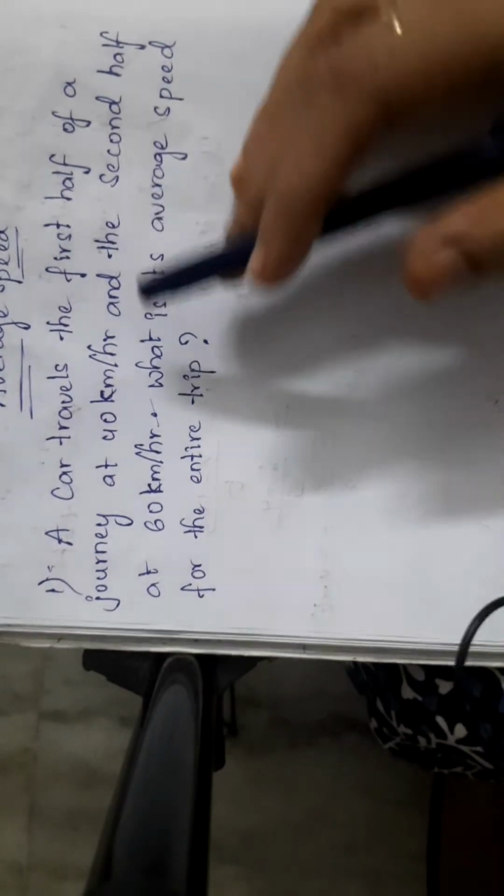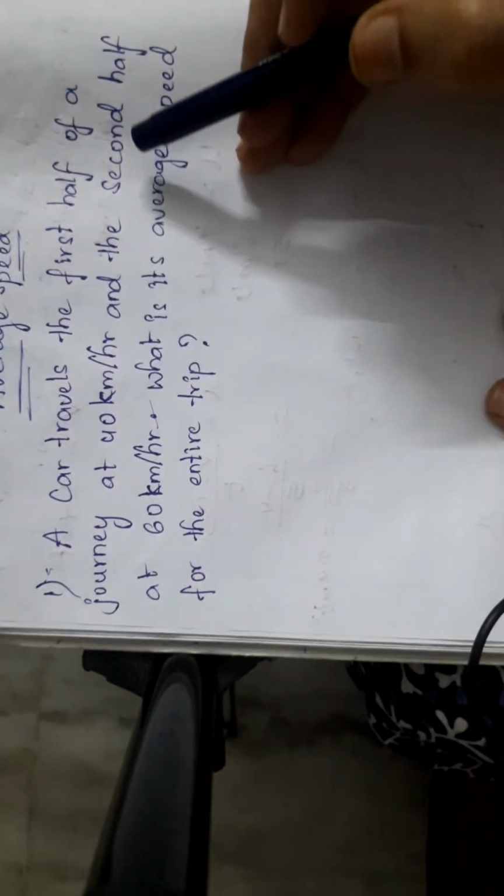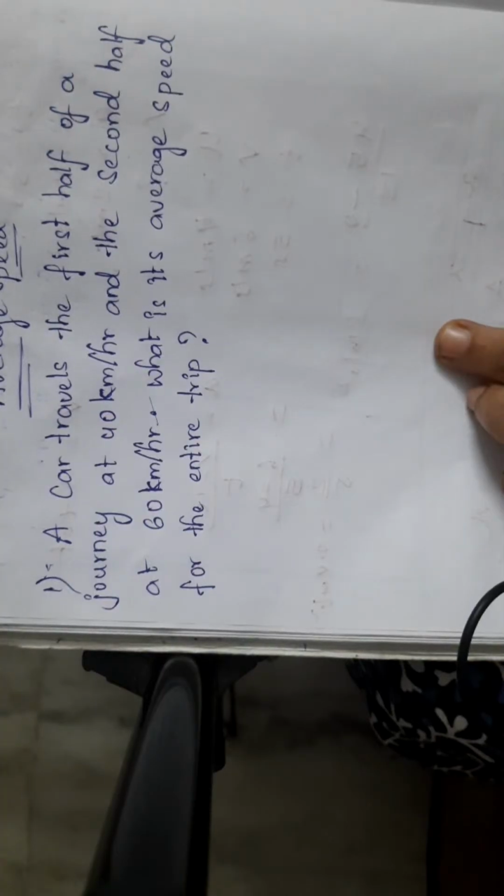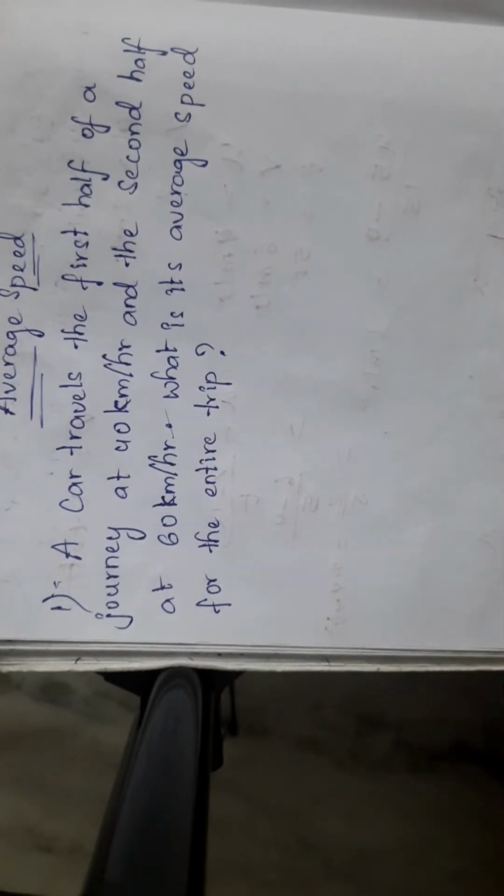The first question given is: a car travels the first half of the journey at 40 km per hour and the second half at 60 km per hour. So the journey starts where the first half is at a speed of 40 km per hour, whereas the second half is at 60 km per hour. This is how we are going to start.